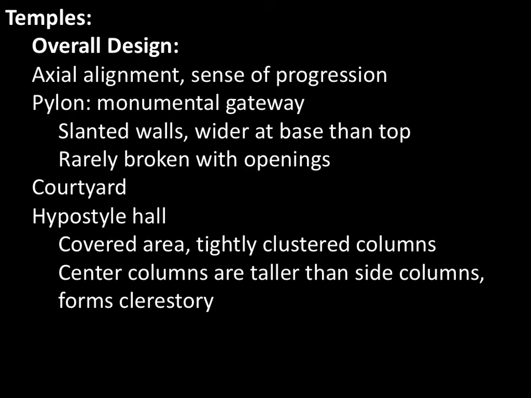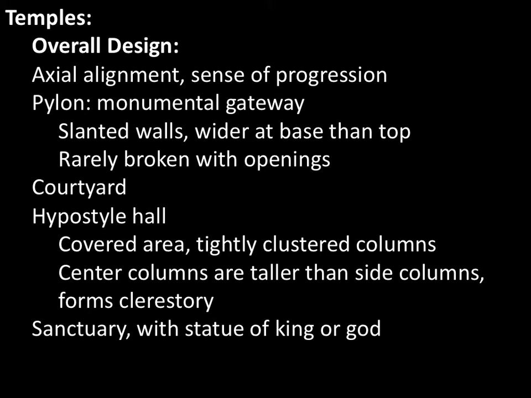And the columns in the middle of the hypostyle hall are taller than the columns around the side. So that forms this kind of high, it's called a clerestory, which is a really, really high window area that's going to let a lot of light down into this area.